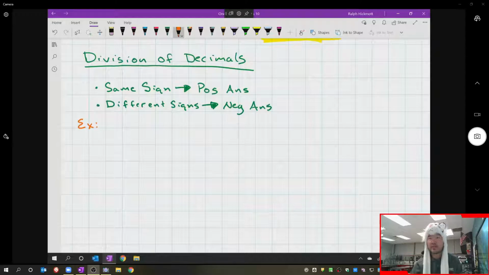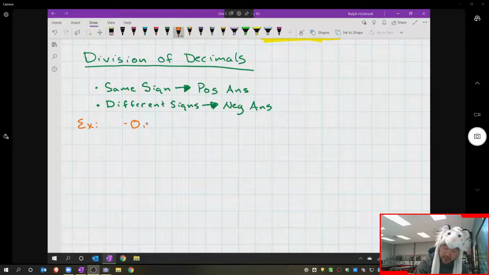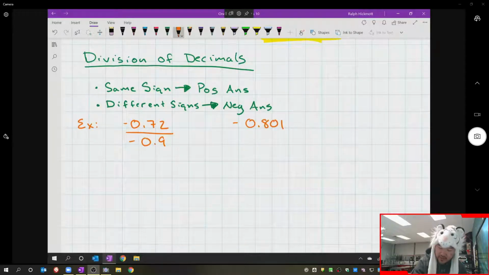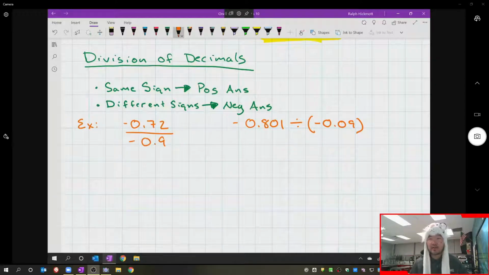I'm going to showcase that with 2 core examples, so get these 2 examples down. The first one is negative 0.72 divided by negative 0.9. Remember, even though it is a fraction, fractions are just fancy division. And the second example I'm going to use is negative 0.801 divided by parentheses negative 0.09. So presented in 2 different ways. Both styles are perfectly appropriate, but they both mean division.